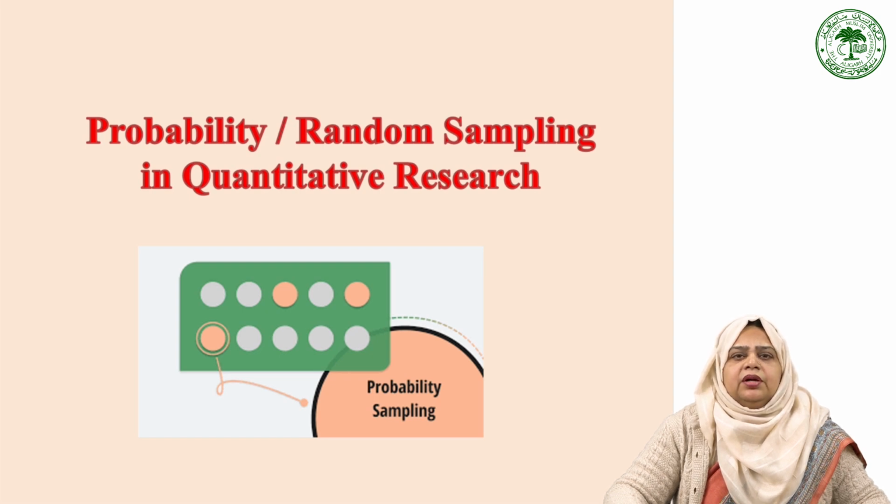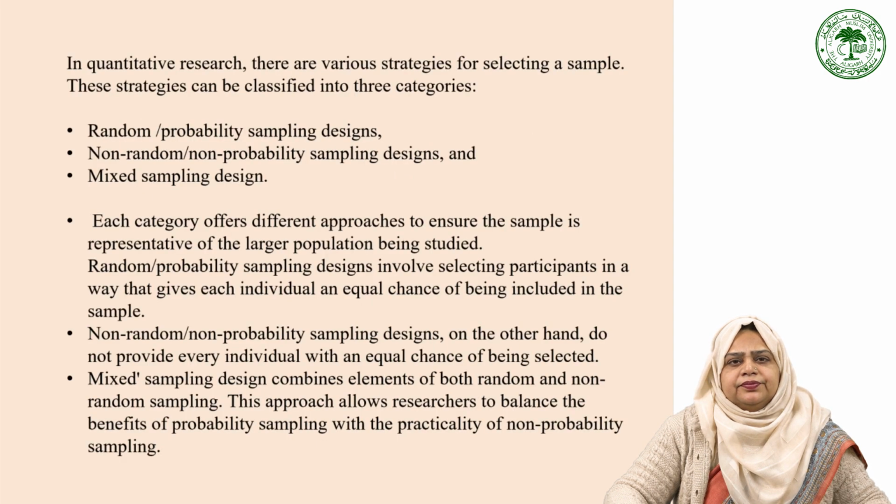Today I will be talking about probability or random sampling in quantitative research. In quantitative research, there are various methods for selecting samples. These methods can be categorized into three main groups: random sampling designs, non random sampling designs, and mixed sampling designs.